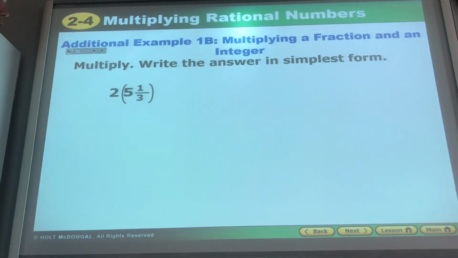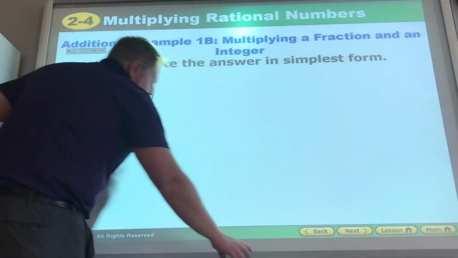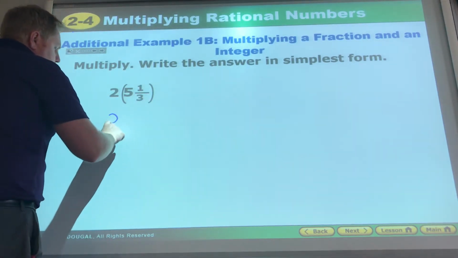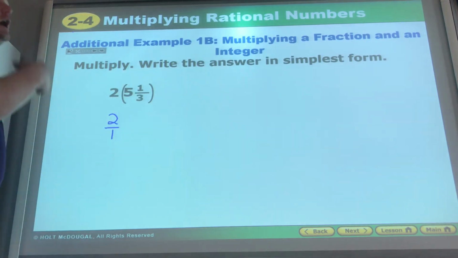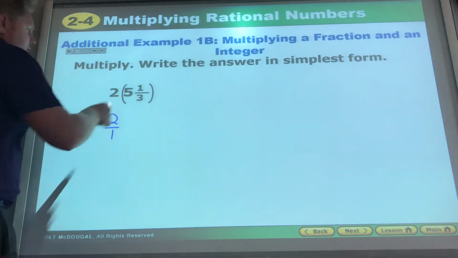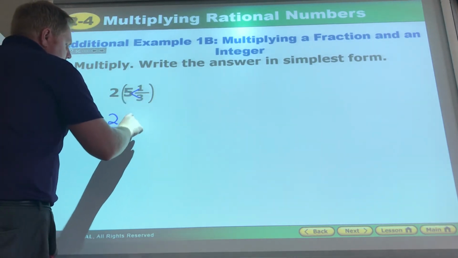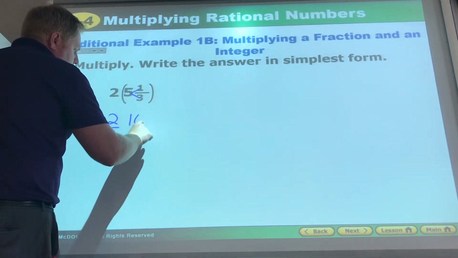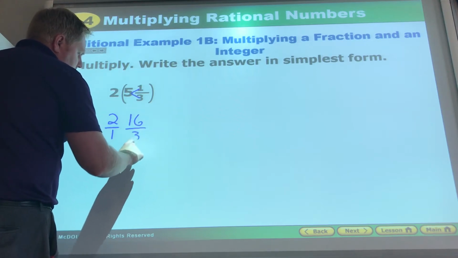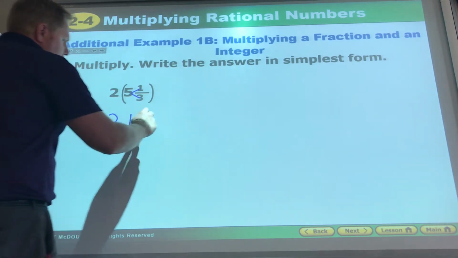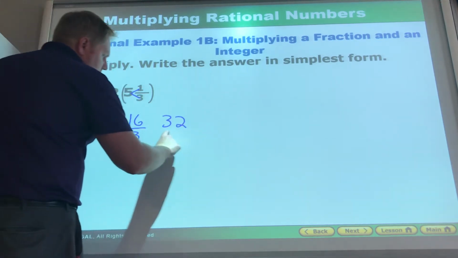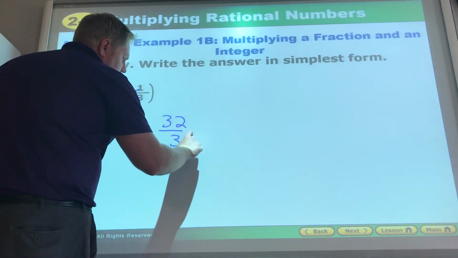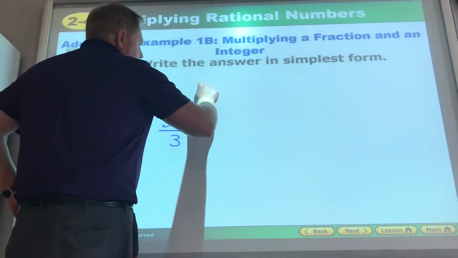Now, there's one more step we thought we'd add in here. If we think about this as 2 over 1, we need to think about this as an improper fraction. Do our triangle method. 15, 16, 16 over 3. We are multiplying. That's 32. This is 3. So we can do our division.